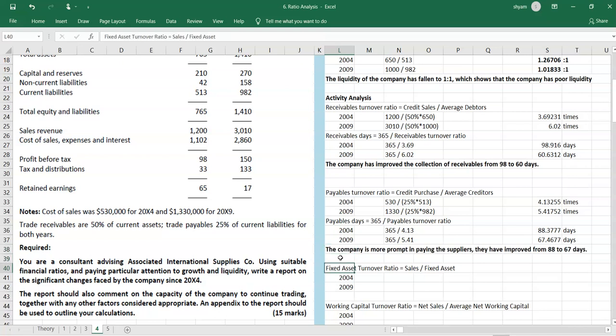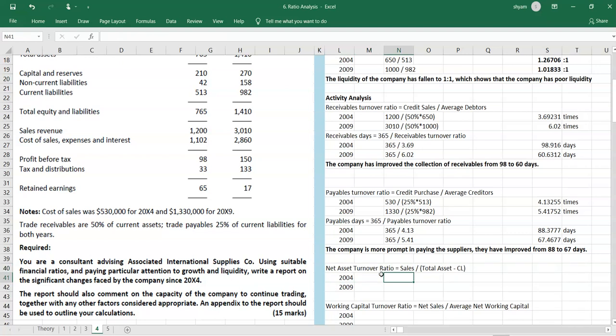So let's see how well they are using their assets. I think we can work out the net asset turnover ratio. So that would be a better ratio. We'll find out total assets minus current liability, and we'll get the answer.